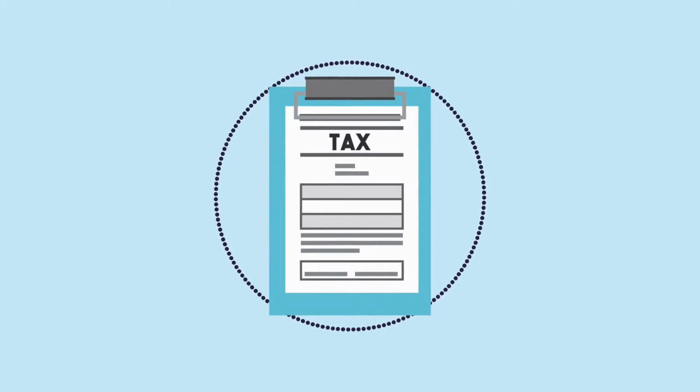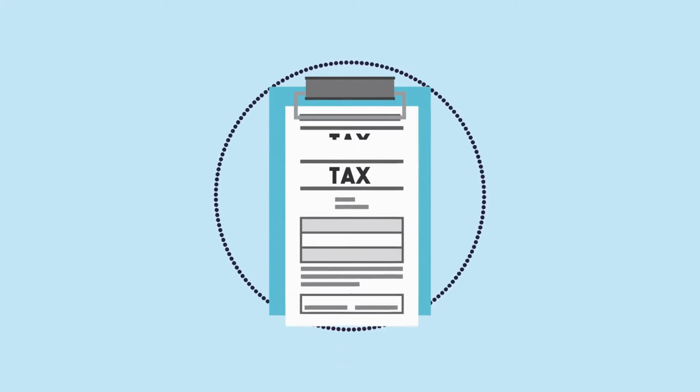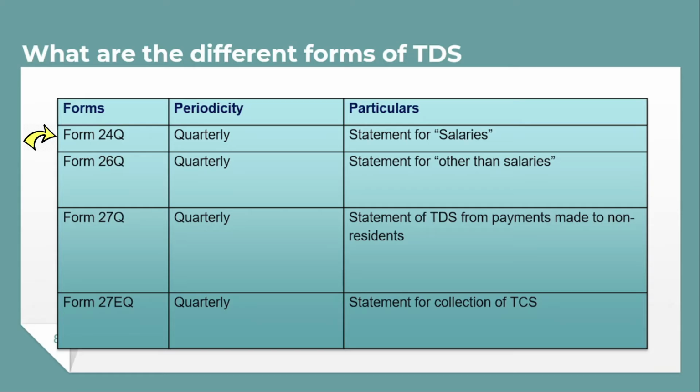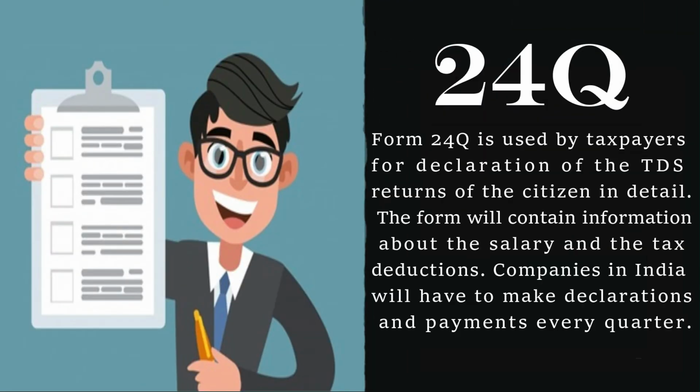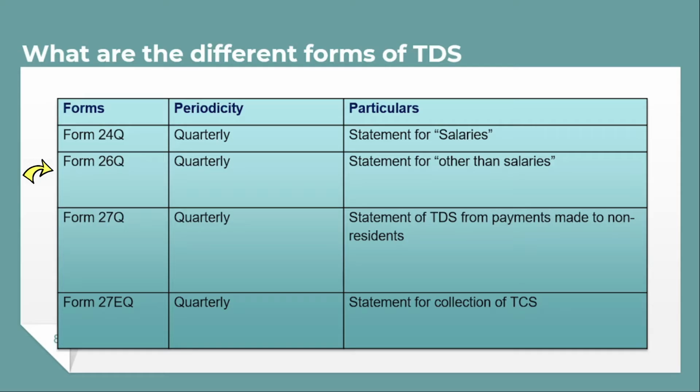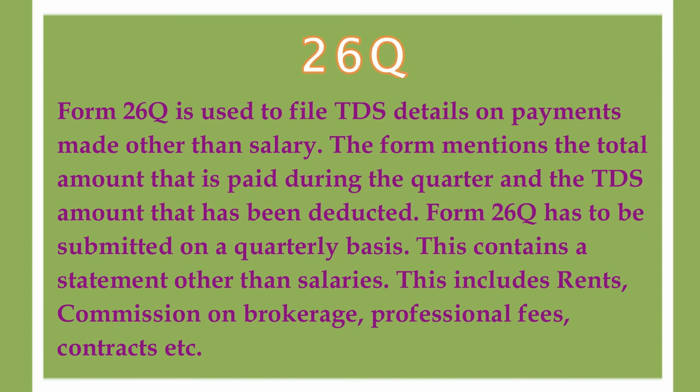Next we come to what are the different forms of TDS. As is visible on your screen, the first form is Form 24Q. This is to be filed quarterly and this statement contains all the salaries which are given to your employees. The second is Form 26Q. This is also to be filed quarterly and this contains statements other than salaries. Obviously this includes rents, commission and brokerage, professional fees, contracts, etc.